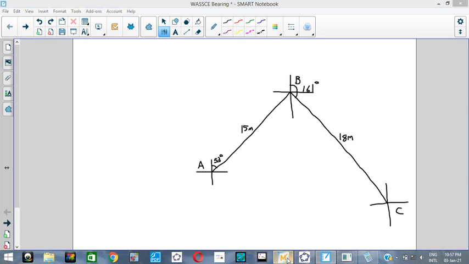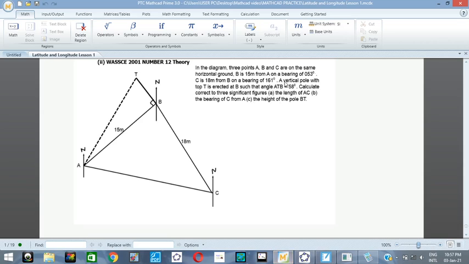Then what next? Let's see. The question says a vertical pole with top T is erected at B. So there's a pole whose top is labeled as T, erected at B. You can see it in the diagram. You can see this angle here, 90 degrees. So the pole is vertical to the horizontal, that is 90 degrees to the horizontal. The pole is not slanted at an angle, it's standing vertically to the horizontal plane. So it will be 90 degrees to the horizontal plane. And this pole, the top is labeled as T, and is positioned at this point B.